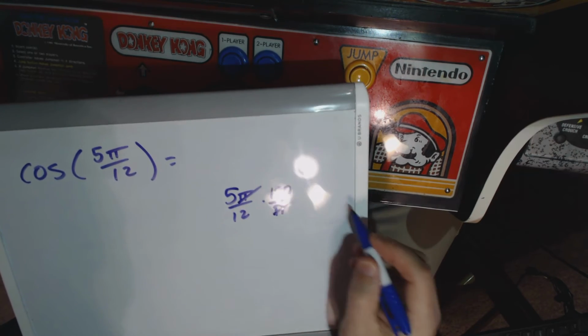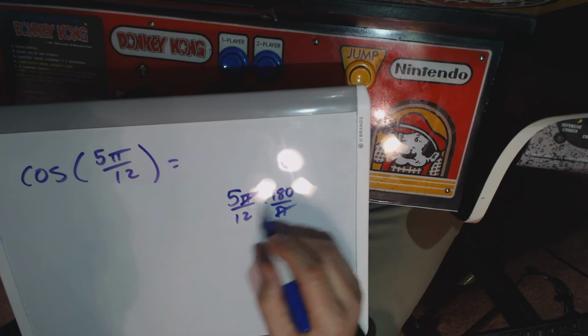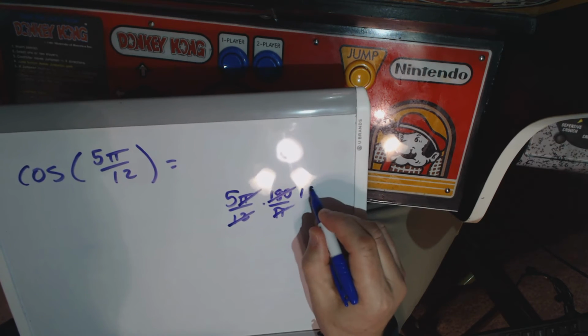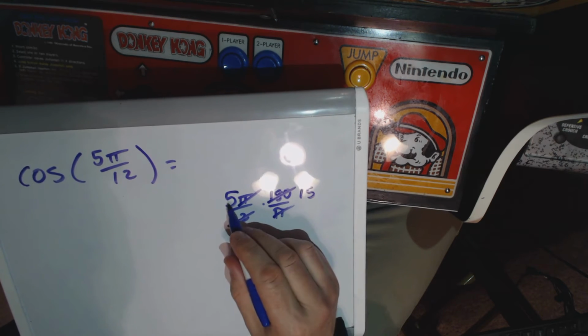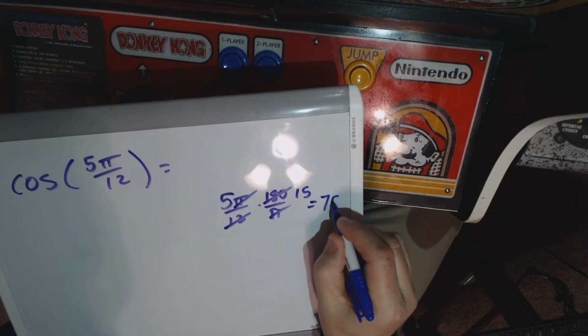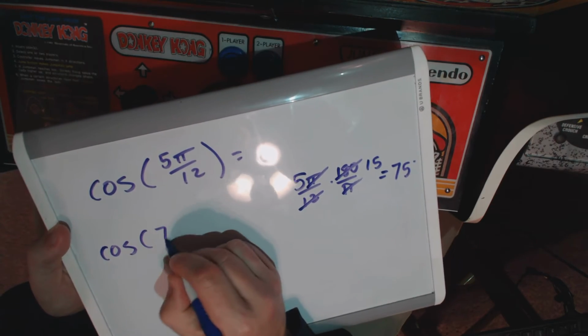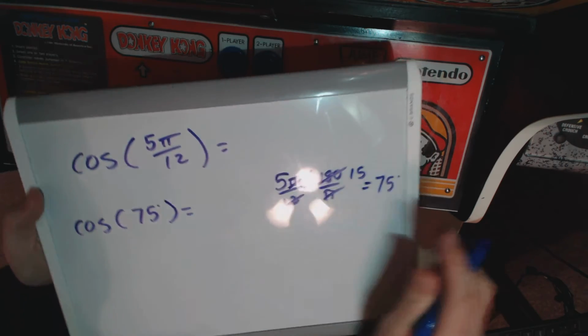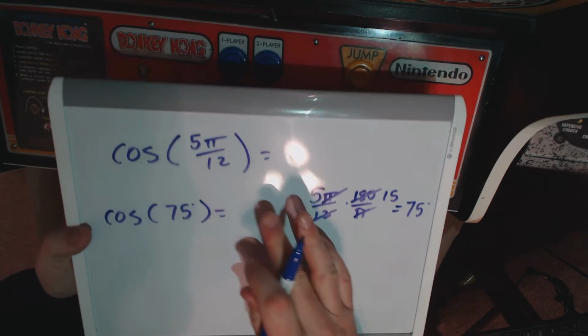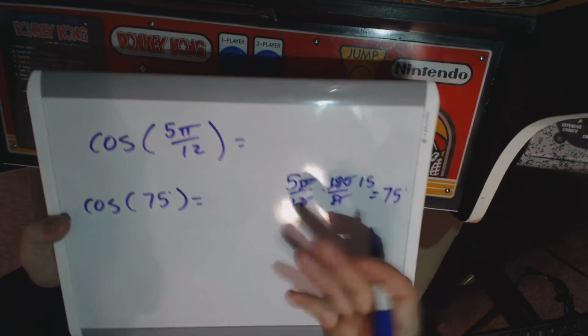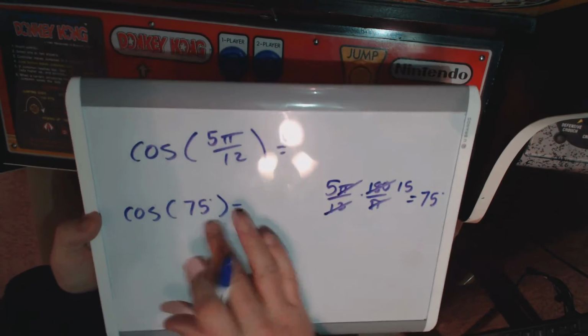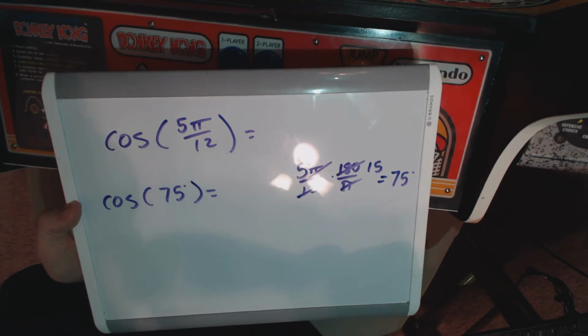So the pi's cancel out, right? 12 goes into 180 fifteen times, and 5 times 15 would be 75 degrees. So basically, we've got the cosine of 75 degrees, right? I promise I won't tell anybody that you did that because you'll still get the same answer, right? But cosine of 75 degrees, let's just think about it.